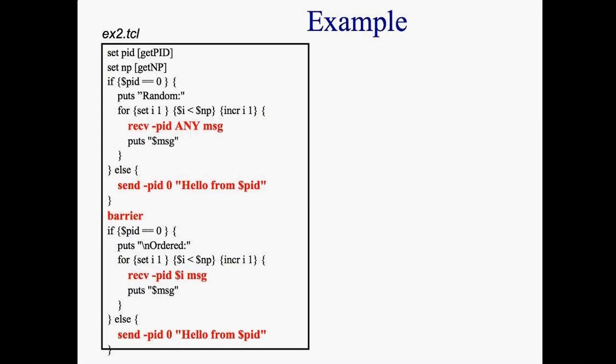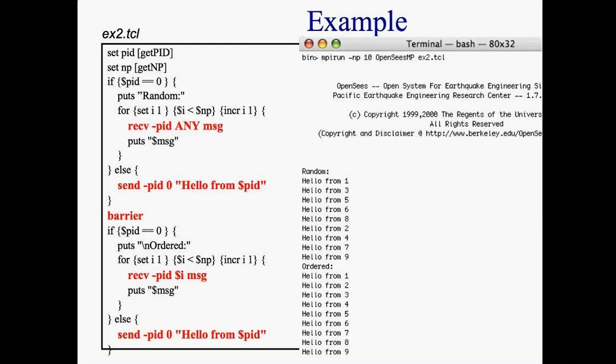Then it's going to hit a barrier. And then in the second loop, it's going to receive them in order. Process 1 is going to go before process 2, before process 3. So when I run it, I see that. If I was to run it again, I would see a different set of numbers initially. Like those random numbers are going to change every time I run it. But the ordered numbers, hello from 1, 2, 3, 4, they will always be in that order.